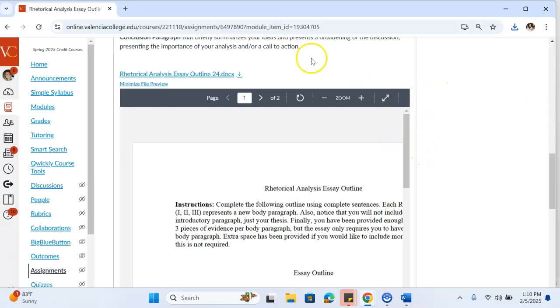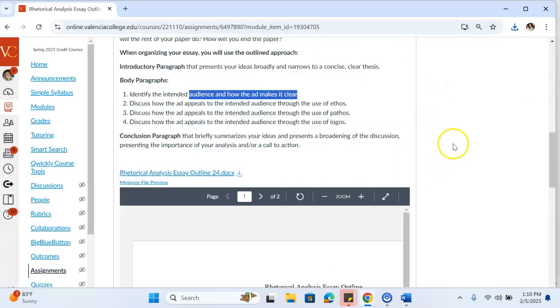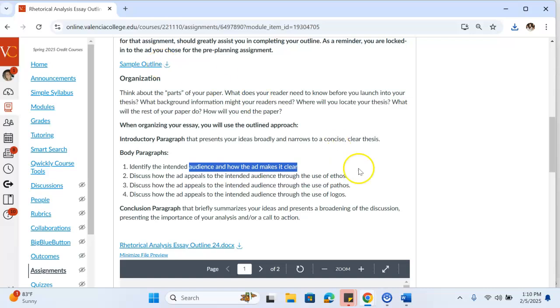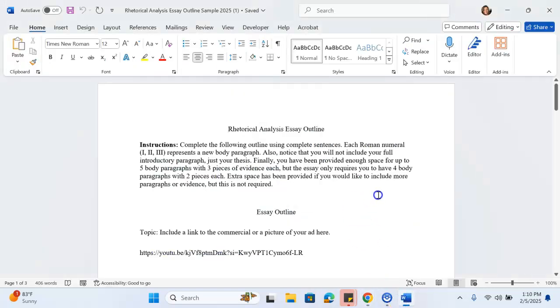To complete your outline, you will download this document to do it. I do, however, want to draw your attention to the sample outline because it does a nice job. It also goes with the sample essay that we went over for the rhetorical analysis essay topic page. So if you haven't watched that video, haven't looked at that sample essay, please go do that. But here is the essay outline.